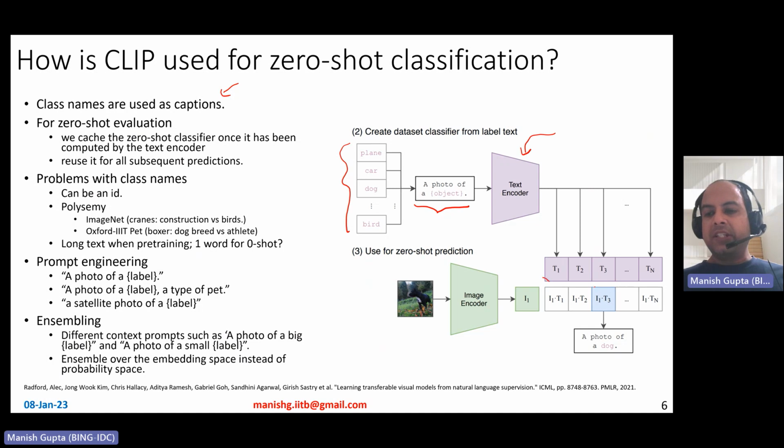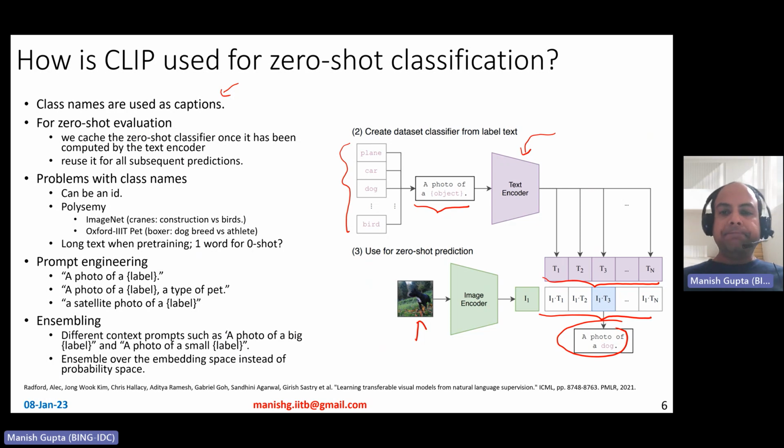Whatever representations you get from the text encoder, let's say there are n different classes, so you get n different representations. You also use the image encoder to feed in the image, and then you compute the cosine similarity. Whichever has a high cosine similarity is the thing that you predict. So a photo of a dog is actually predicted with the highest cosine similarity in this case.